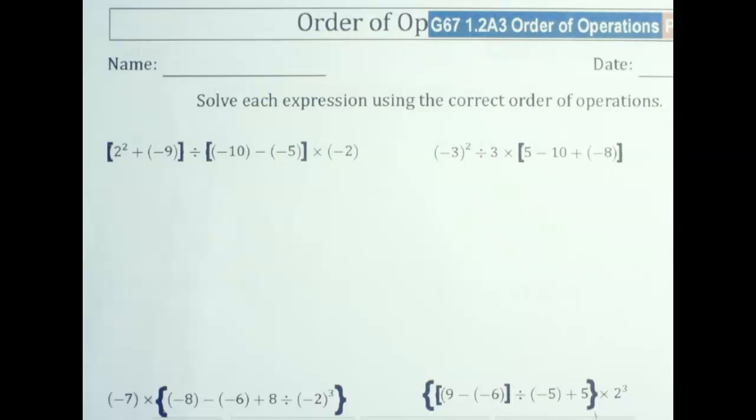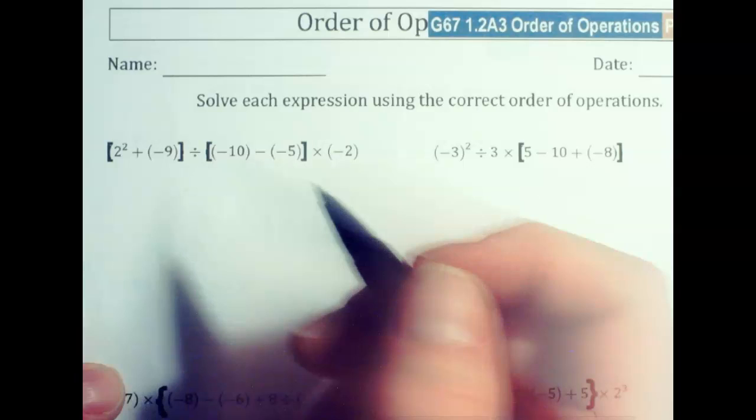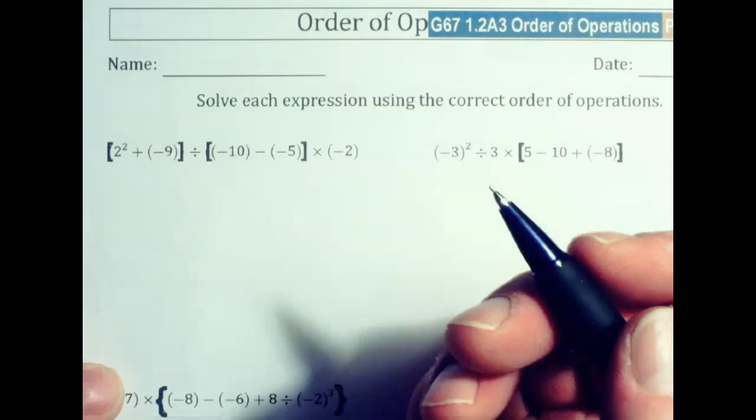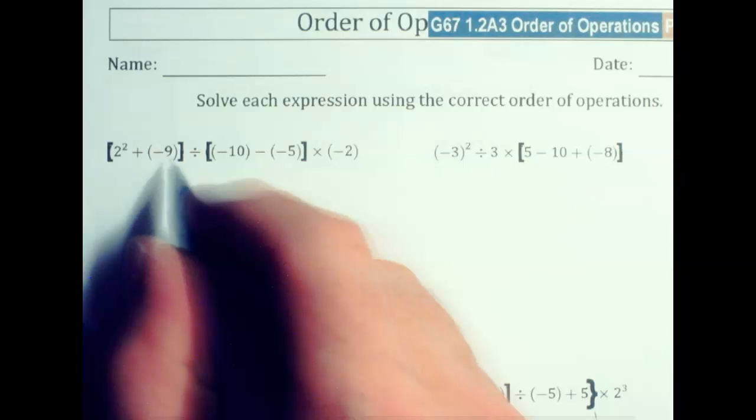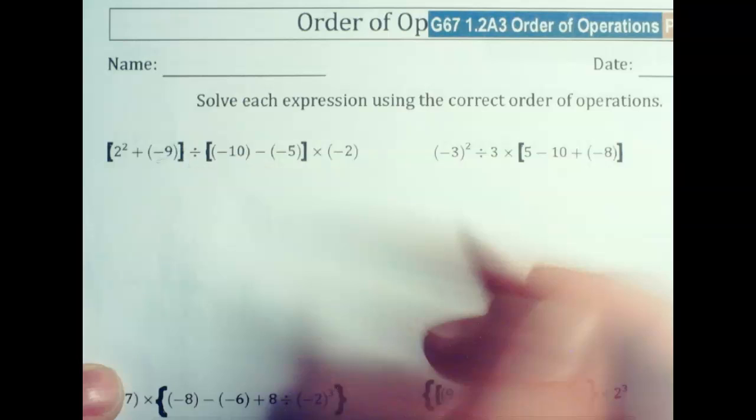All right, we're going to be looking at G67 1.2A3 today, and we are going to be doing a few of the problems. These are order of operations. Let's go ahead and get started. We've got two sets of brackets here, or parentheses. The original parentheses weren't very good, so I put these larger ones in to make it a little bit easier to distinguish the positive and negative signs that indicate that this number is -9 and what groupings they want us to use.